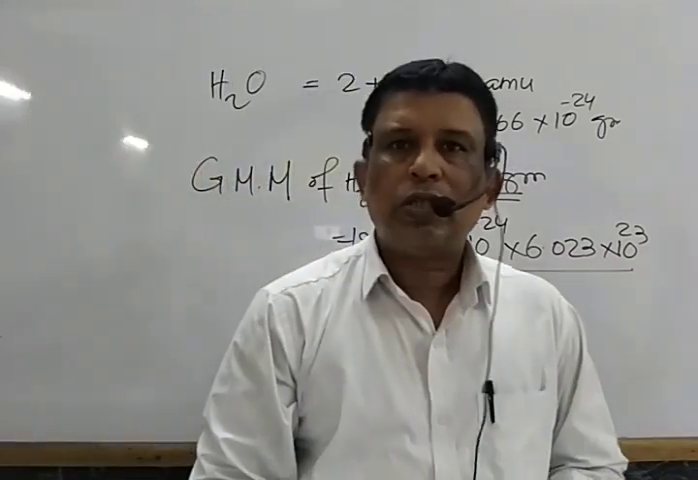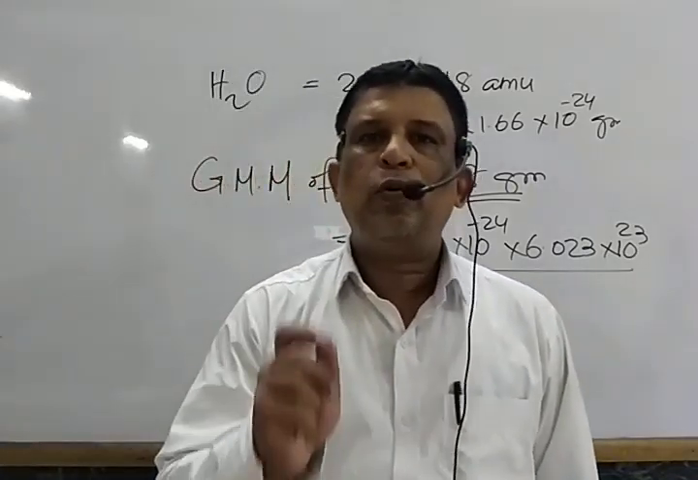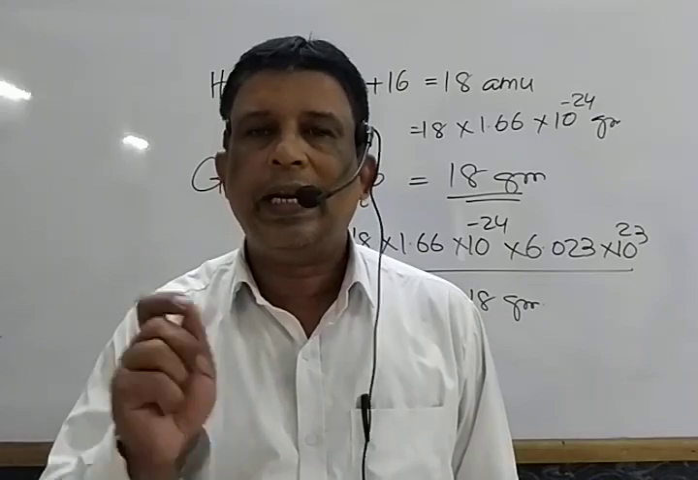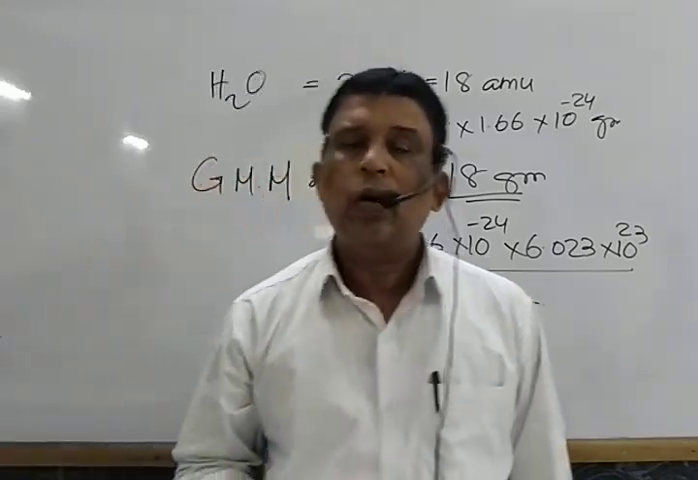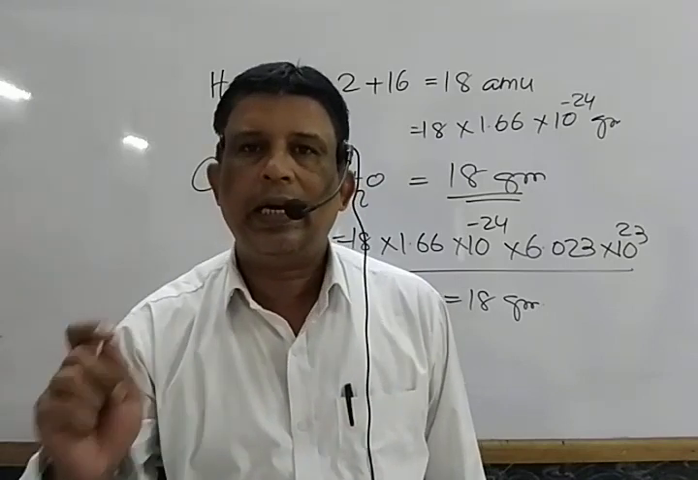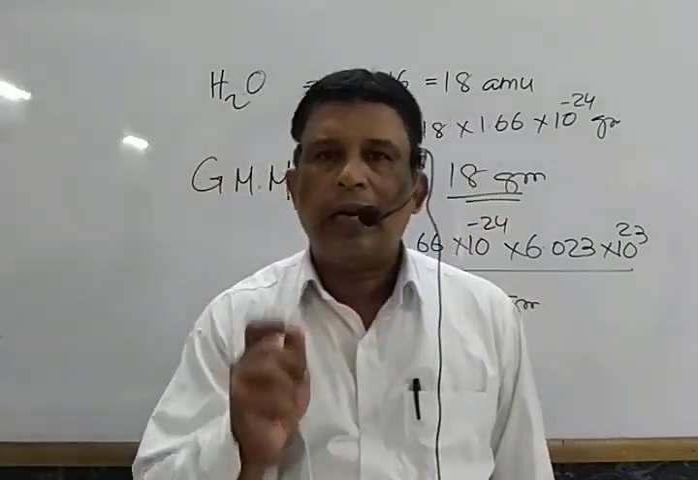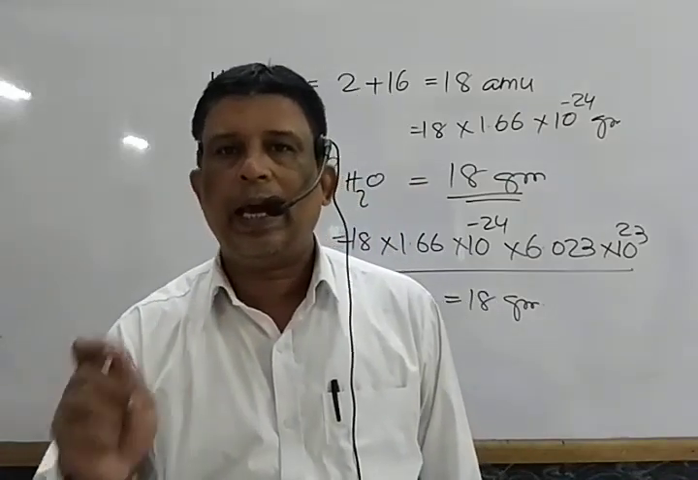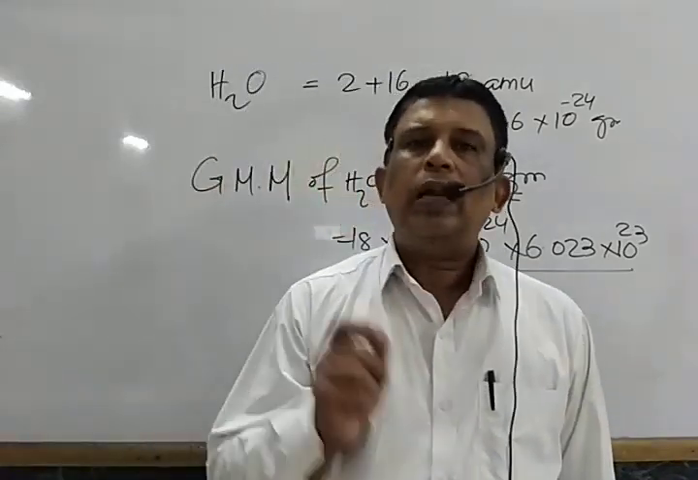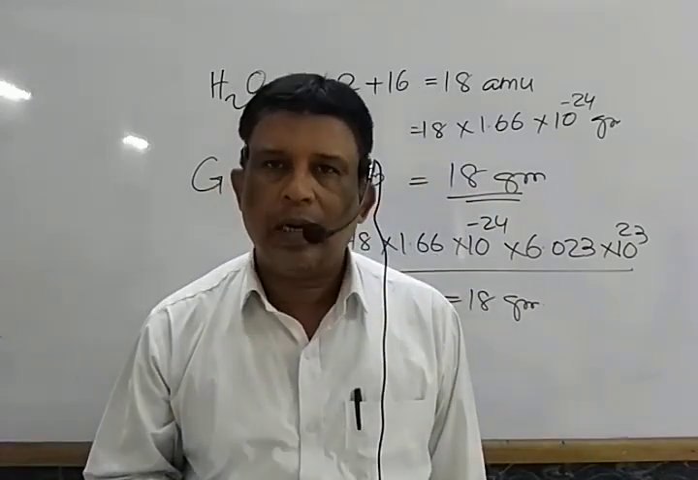Similarly, mass of one ammonia molecule is 17 AMU, while gram molecular mass of ammonia is 17 gram. Mass of one carbon dioxide molecule is 44 AMU, while gram molecular mass of carbon dioxide is 44 gram.